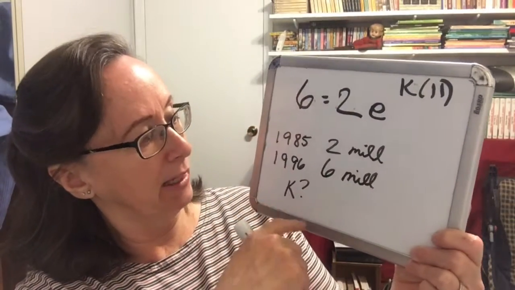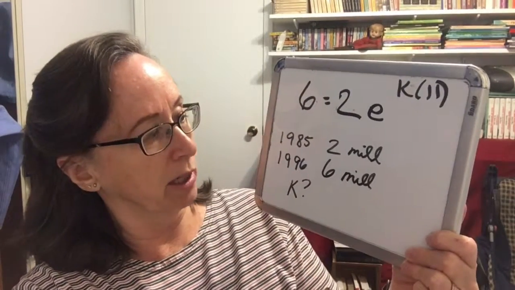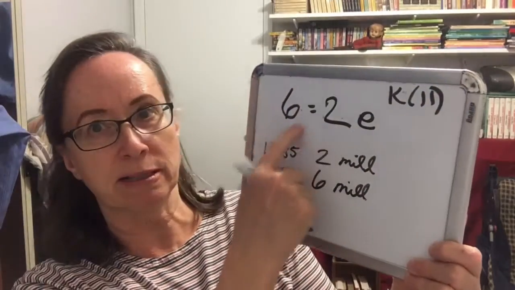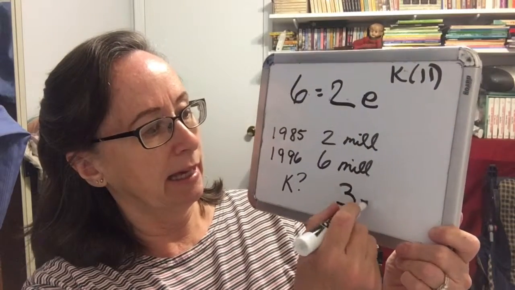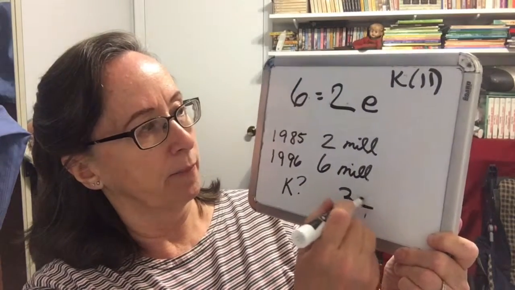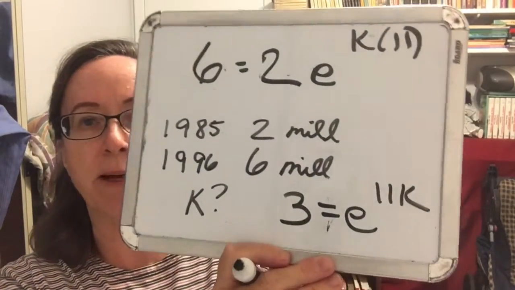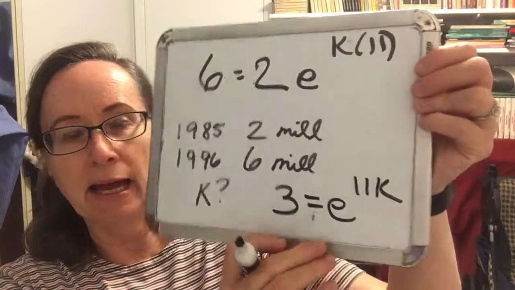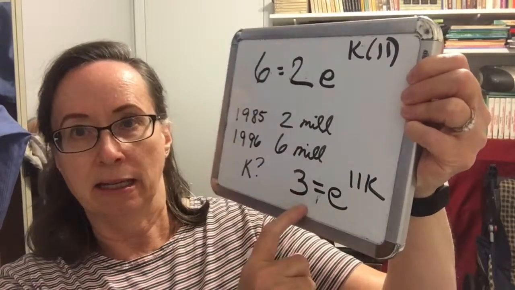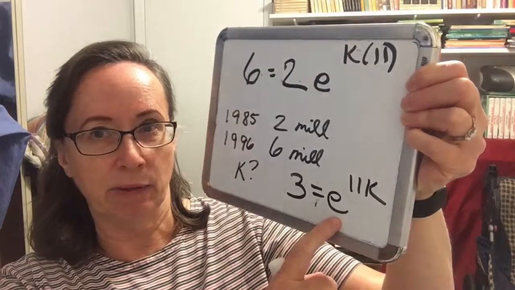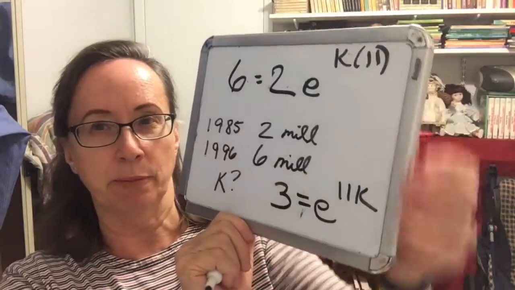All right, and then we are trying to find the k and then write the general equation that's going to go with it. So can I divide both sides by 2 and make it a little simpler? So that would give me 3 equals e to the 11k. Okay, so remember that when I get an equation that has my variable in the exponent, I need to separate that by taking a log of both sides. Since we have a base e, we really want to take a natural log of both sides. So I'm going to take the natural log of both sides and put it on a new board.